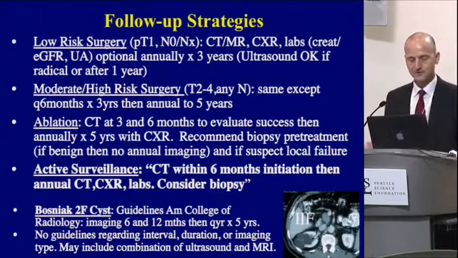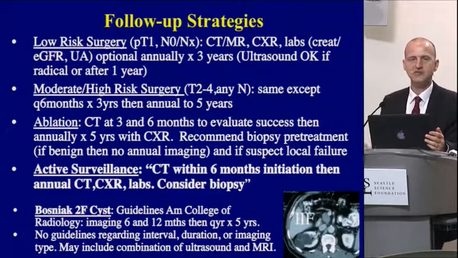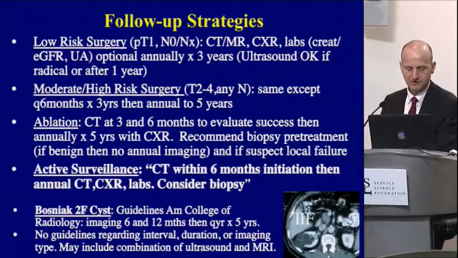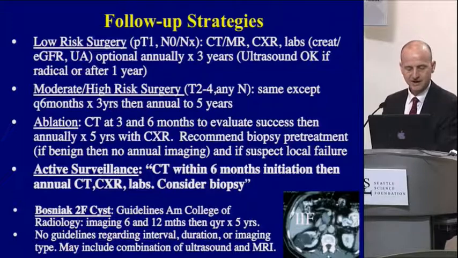So what about follow-up on these patients? This is just pulled out of different guidelines, but essentially for your low-risk patients, most people are going to get imaging at least once a year for at least 3 years. The guidelines talk about using an ultrasound after 1 year after a radical as an option. For your higher risk surgeries, you're going to follow those patients out at least 5 years and more frequently, usually every 6 months. For ablation, CT scan at 3 and 6 months and annually times 5 years. These are not set in stone, and if you talk to 100 urologists, you're going to get different nuances of this.